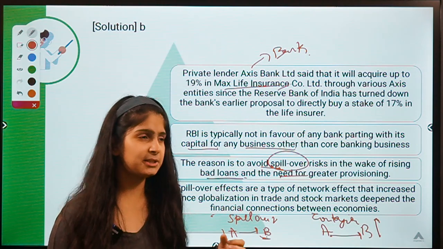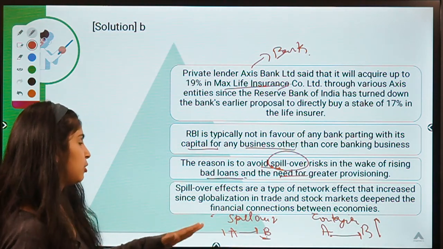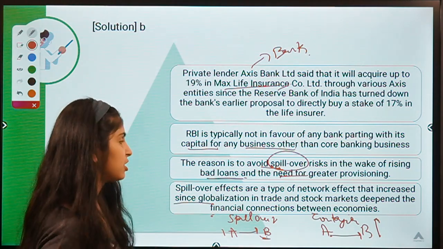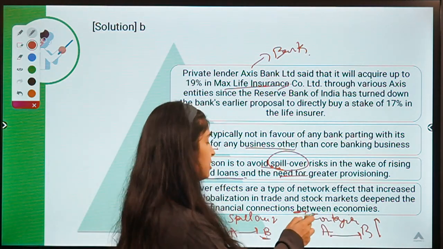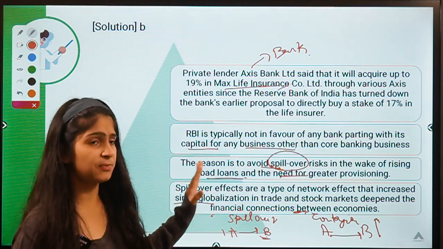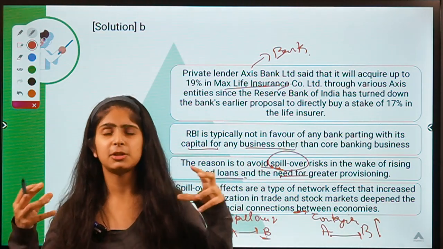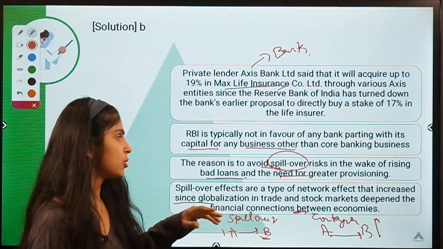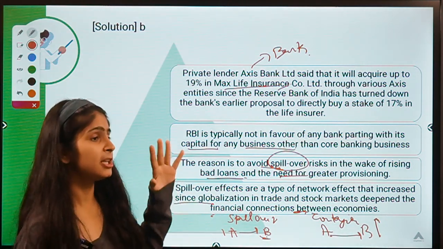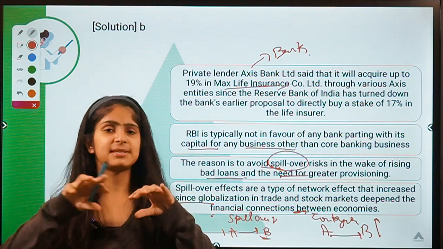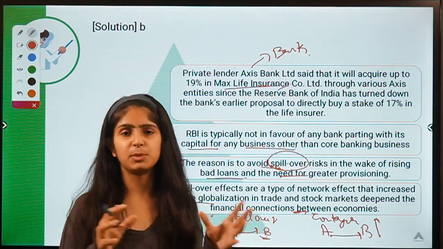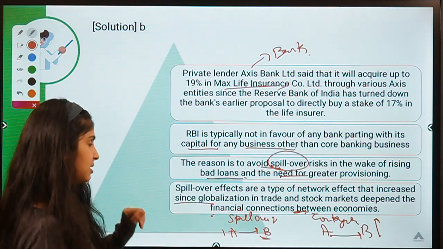Right, okay, so spillover effects are a type of network effect that increased since globalization in trade and as stock markets deepened. This effect increases when countries are too linked to each other or different industries are linked to each other. So RBI wants to prevent this spillover effect by keeping banks in their own core industry and preventing them from diverting into other industries, right?